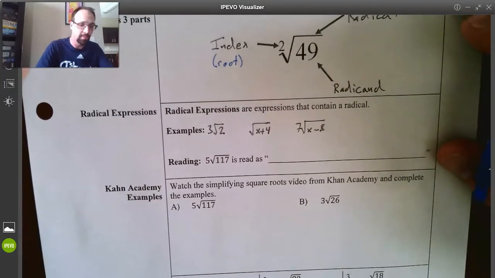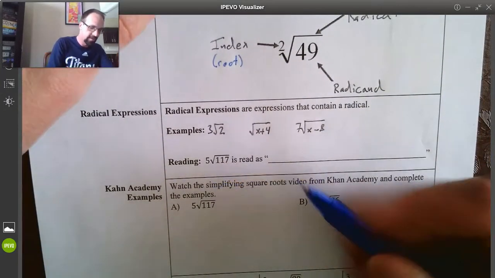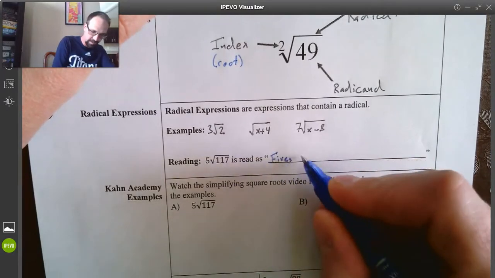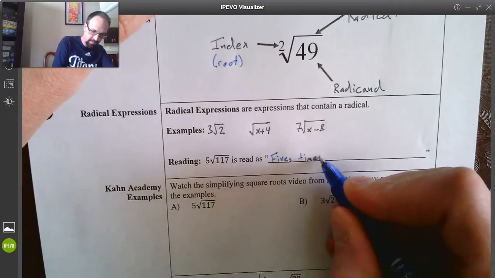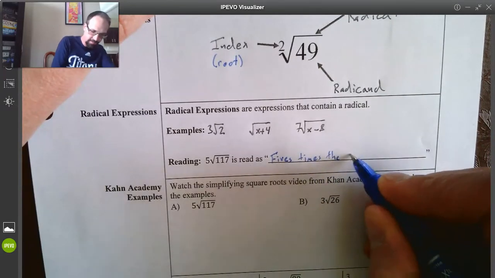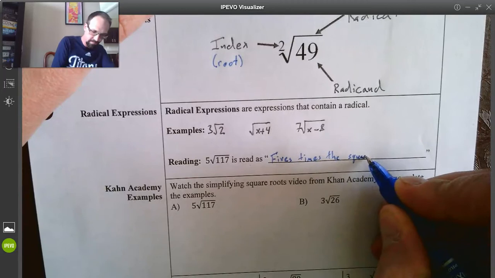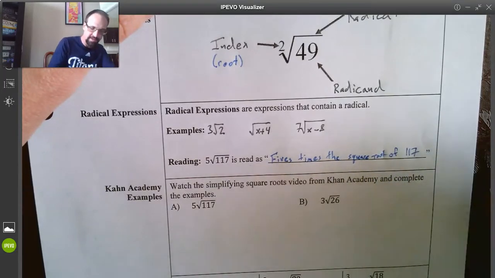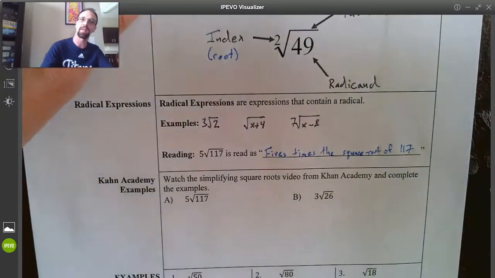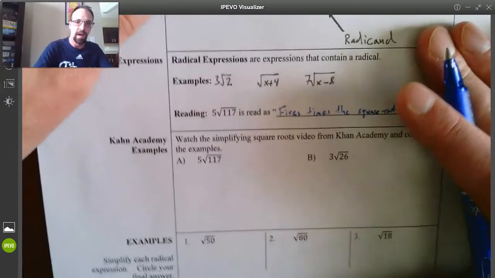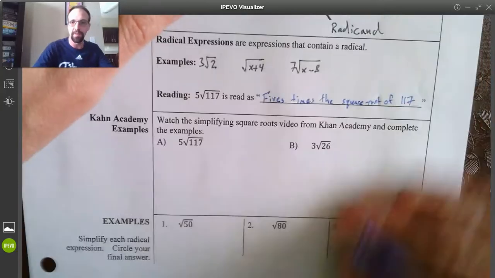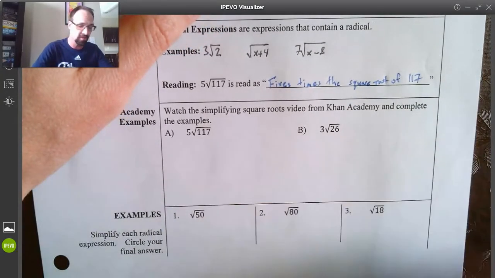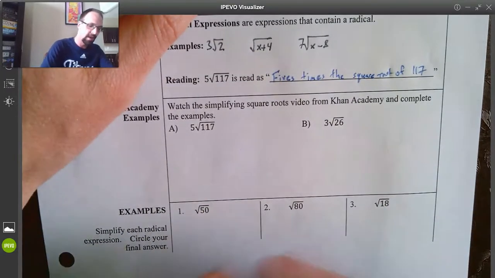When we read radicals, we read them like this: 5 times the square root of 117. So that's how that works. This says watch the simplifying square roots video from Khan Academy. That's a good way if you wanted to get some additional practice. I'm actually going to show you how to do this here as we go through.